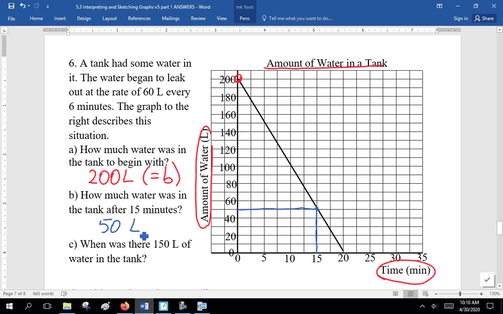Now, the next question, when was there 150 liters in the tank? Well, 150 liters is exactly halfway between 140 and 150. 5 minutes.